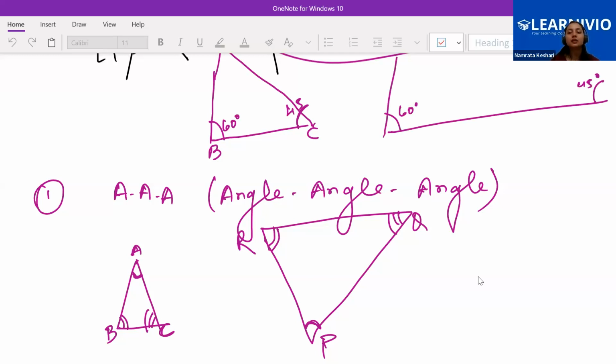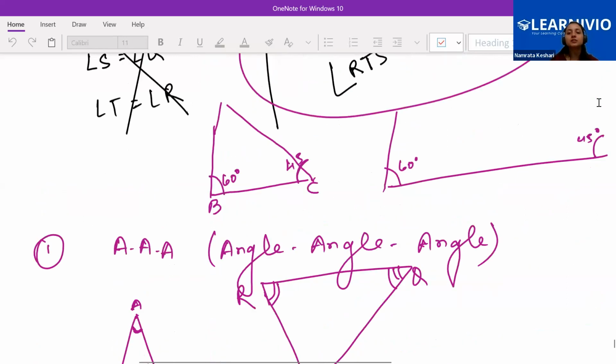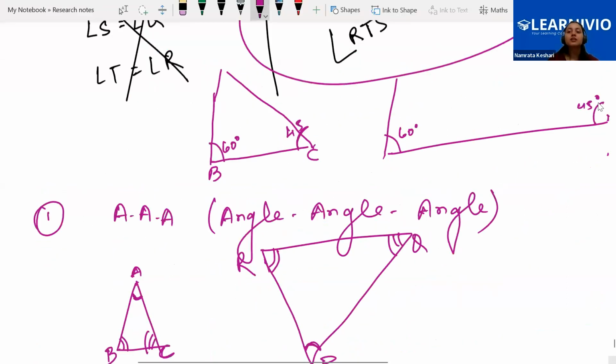Obviously, the remaining angle automatically will come out as the same, because the angle sum property says that in a triangle, the sum of all the interior angles has to be 180 degrees. If it is more than 180 or less than 180, then it will not take the shape of a triangle. You won't be able to draw a triangle if you take random angles where the sum is not 180 degrees. Making a triangle will not be possible.